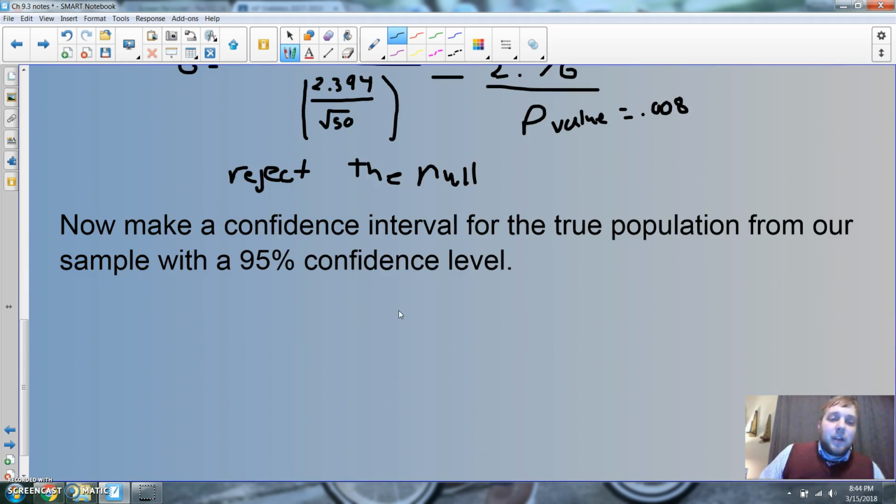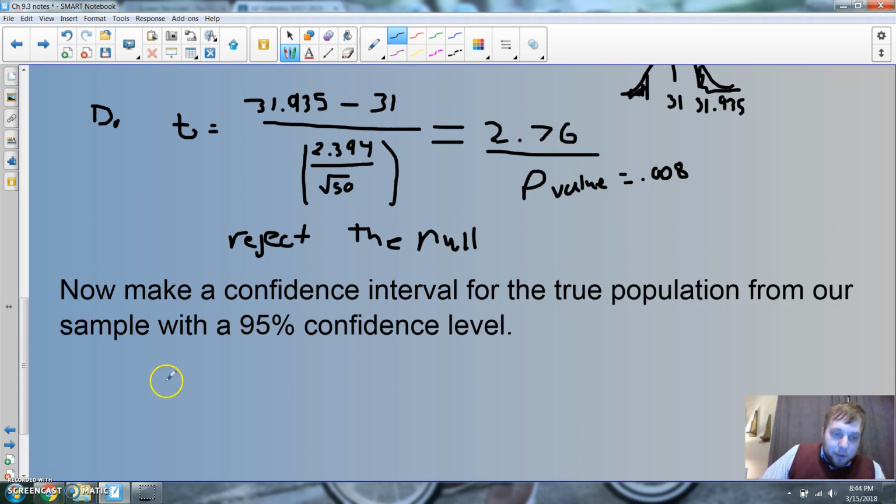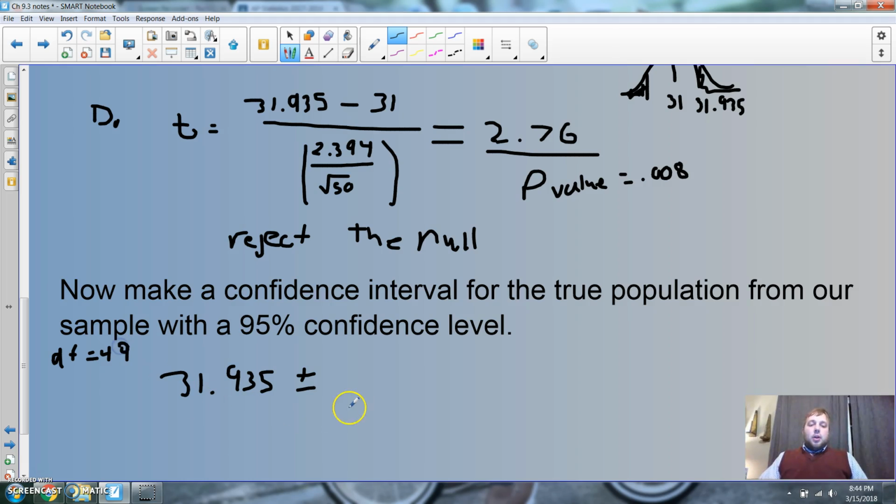Now we're going to finish off. It says to make a confidence interval for the true population mean with 95% confidence. My best guess of the pineapple size right now is my sample mean, and I'm going to plus or minus this. I want to be 95% confident. My degrees of freedom is going to be 49. I'm going to have to see exactly where that is. I don't know if I even have a chart, but I'll be right back.